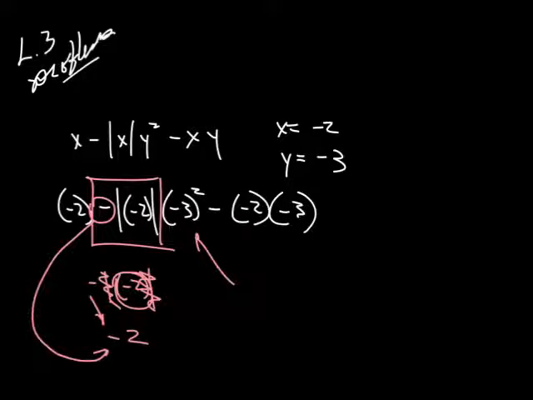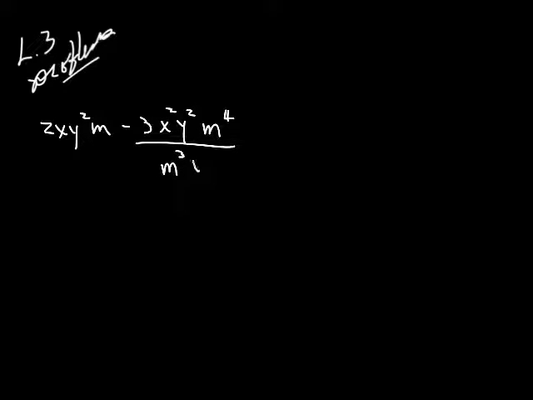And when we get into some like 13 through 16, we're adding like terms. So let's go ahead and do 16. We have 2xy squared m minus 3x squared y squared m to the 4th. And we're going to put that over m cubed x plus 2x squared y m cubed over mx squared.